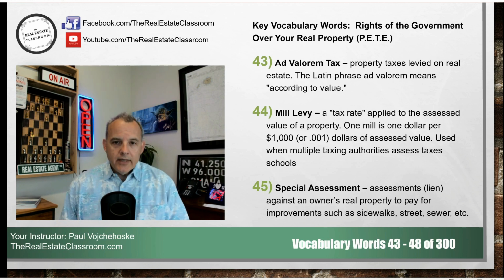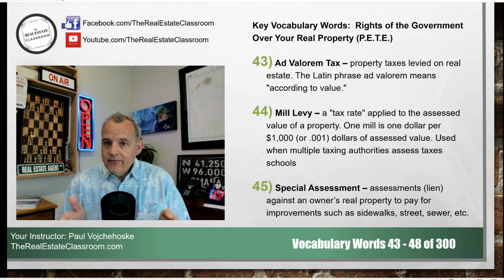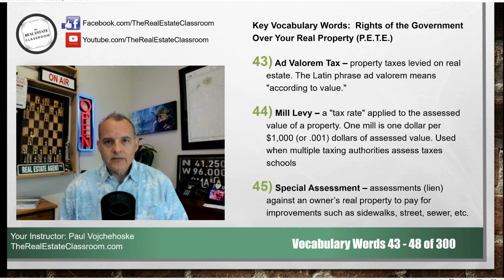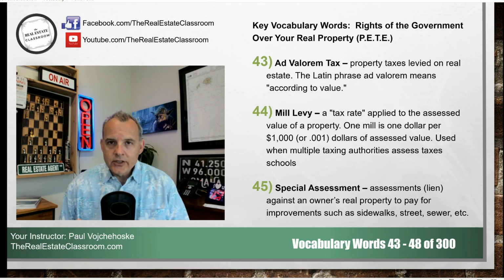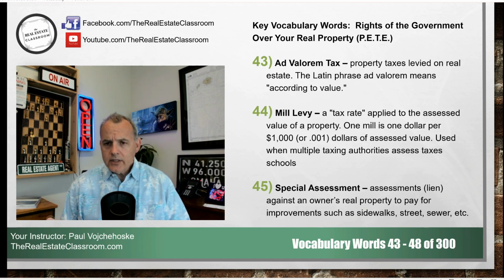Now, 1 mill is equal to $1 per $1,000 of assessed value. In numeric terms, that's displayed as decimal .001. And again, check out the video, the link that I have up here in the right-hand corner of your screen, and it'll show you how to use the mill levy system to calculate property taxes.